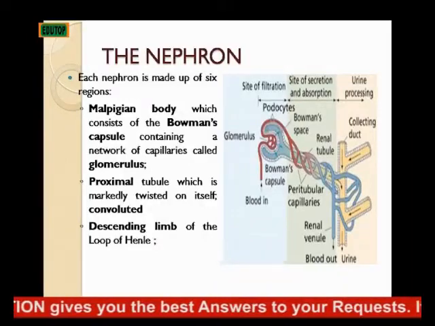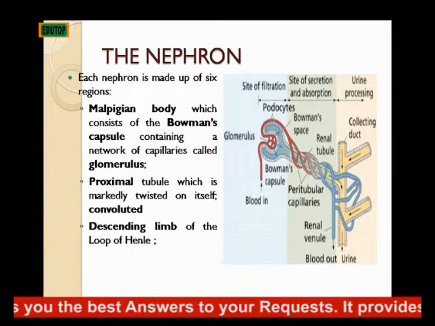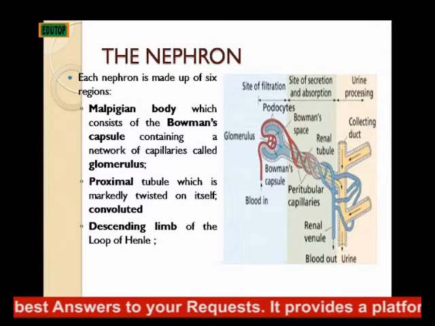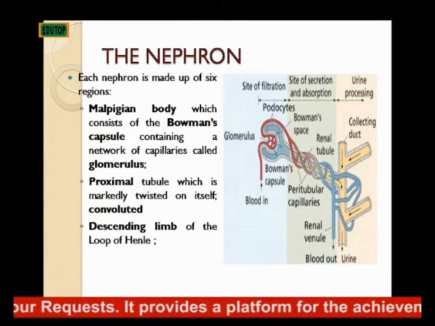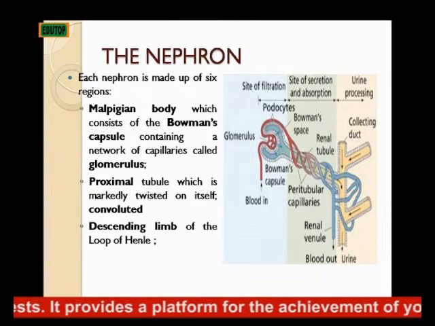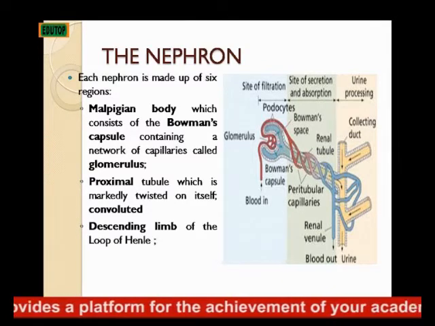The nephron has 6 regions. The first is the Malpighian body. The Malpighian body consists of the Bowman's capsule containing the glomerulus. The glomerulus is a network of capillaries.